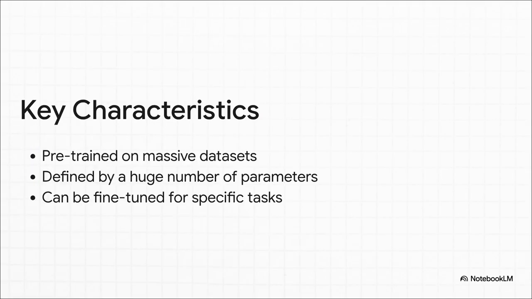So there are three things that really make these models tick. First, the absolutely massive scale of their training data. We're talking about huge chunks of the internet. Second, their complexity, which we measure in parameters. Think of these like the model's brain cells, and we're talking hundreds of billions of them. And third, the fact that they can be fine-tuned, which basically means they can be specialized for very specific jobs, like writing computer code or even drafting legal arguments.